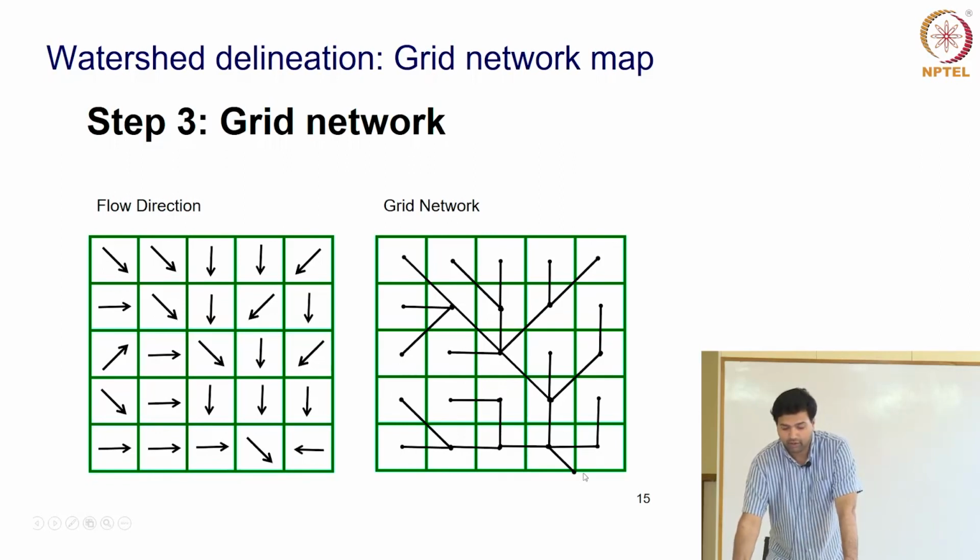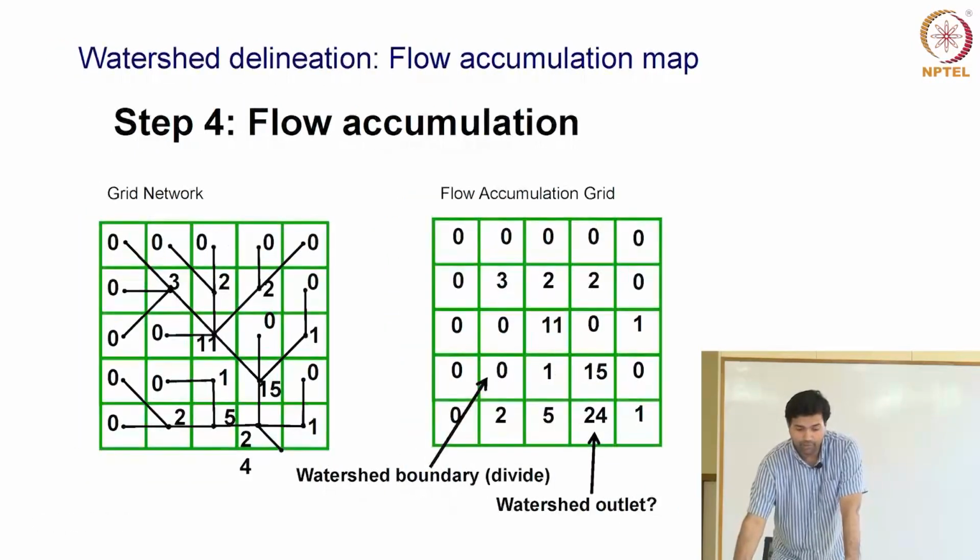So I know this is going to be some kind of outlet. Now this is not my real outlet because I have taken an arbitrary square grid and I have computed the grid network in this one. So if I expand this and then compute what my flow accumulation is, what my flow accumulation map will tell me is, it is going to count the number of cells that are going to drain into the current cell.